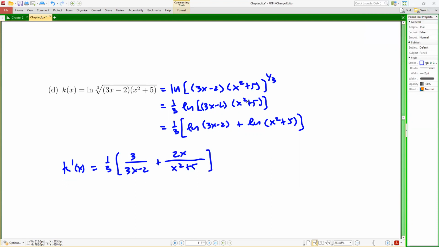So that's it. I didn't have to use the chain rule a whole bunch of times. I had to use it right here and right here, but I didn't have to use it for the power. And I didn't have to use the product rule because I could split everything up with the natural log properties. So our differentiation was much easier to handle.